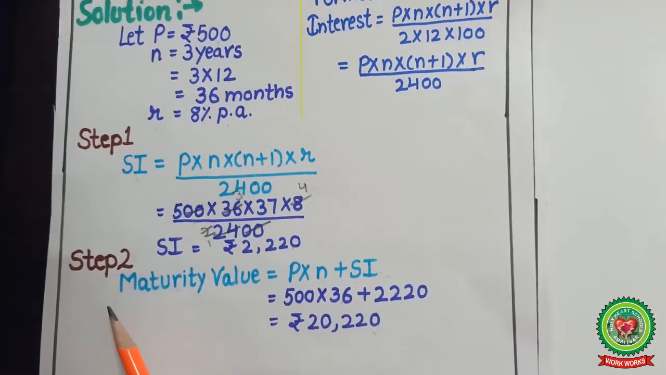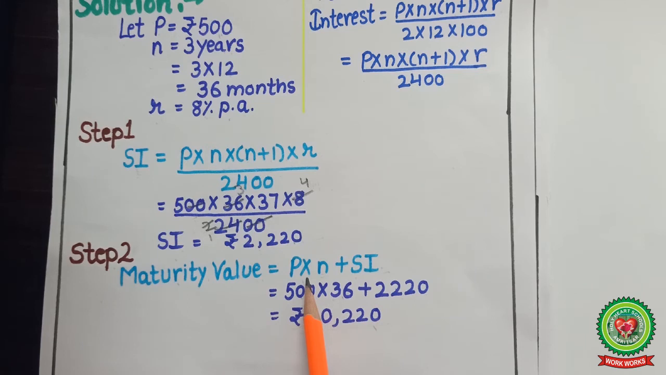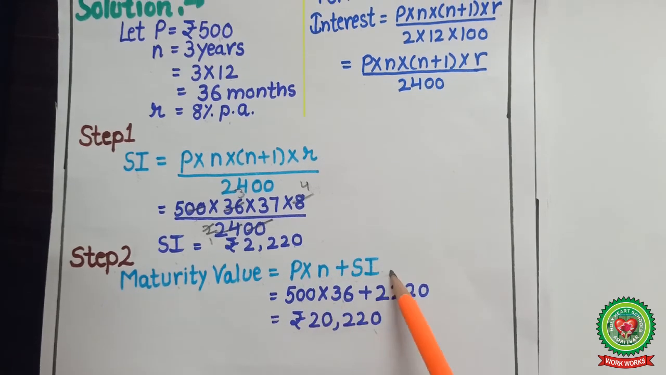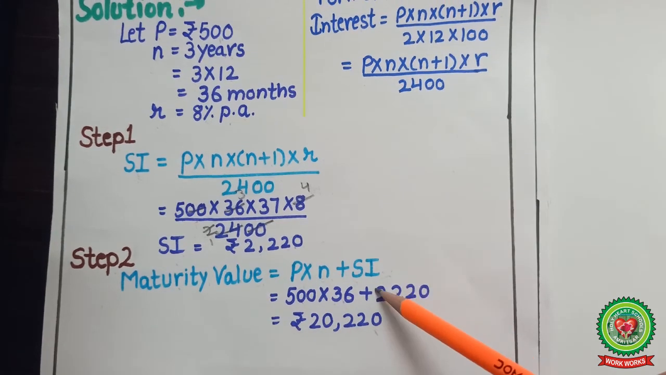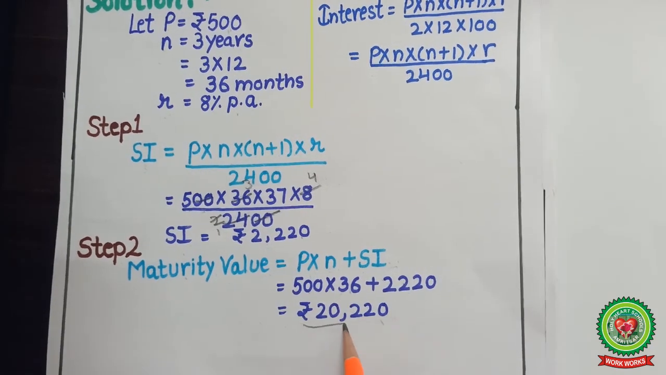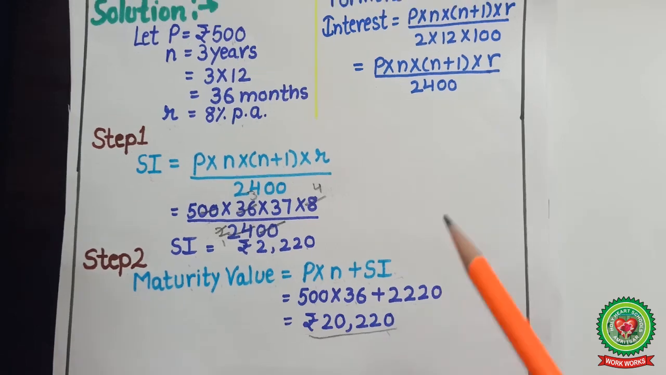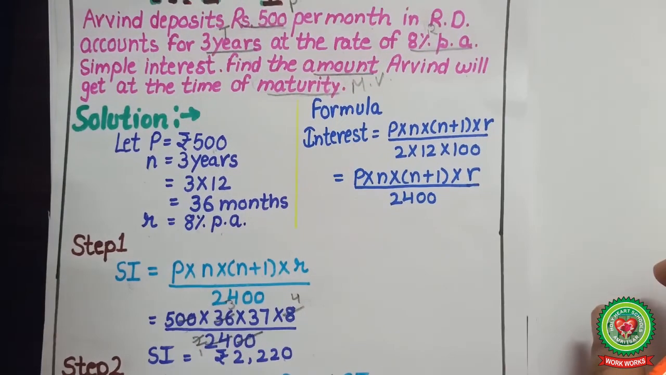2220. Step 2 is to find maturity value, which is equal to principal into number of months plus simple interest. By putting the values, we will get the maturity value, that is rupees 20,220. Hope type 1 is clear to all of you.